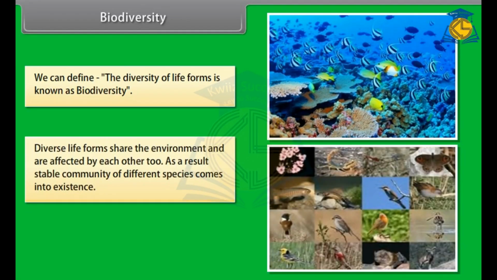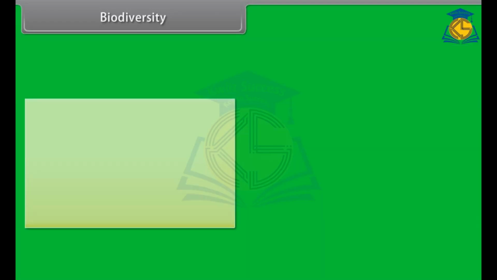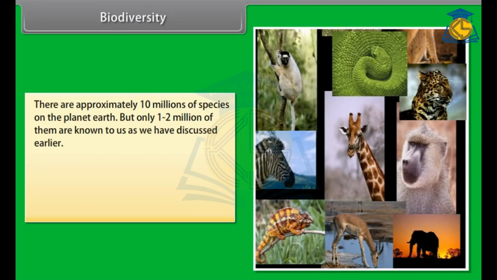Diverse life forms share the environment and are affected by each other too. As a result, a stable community of different species comes into existence. During the process of development, human beings have also changed the balance of the environment by affecting particular characteristics of land, water, air, etc. There are approximately 10 million species on planet Earth, but only 1 to 2 million of them are known to us, as we have discussed earlier.